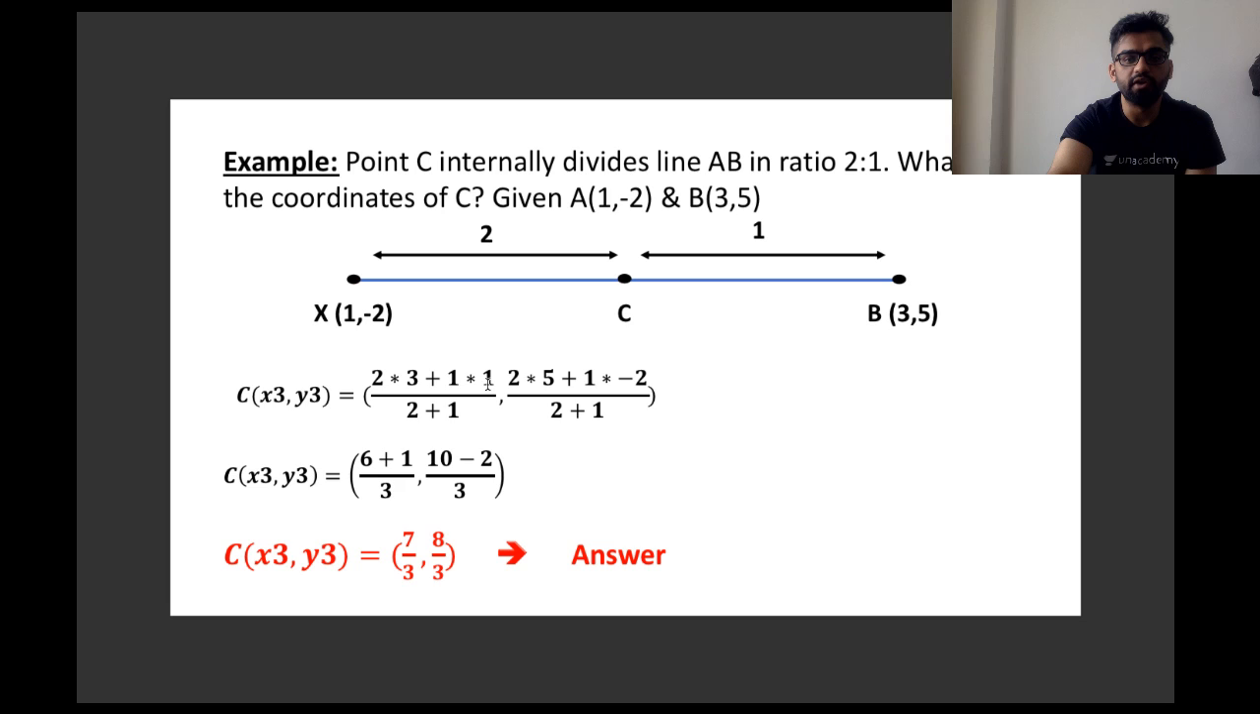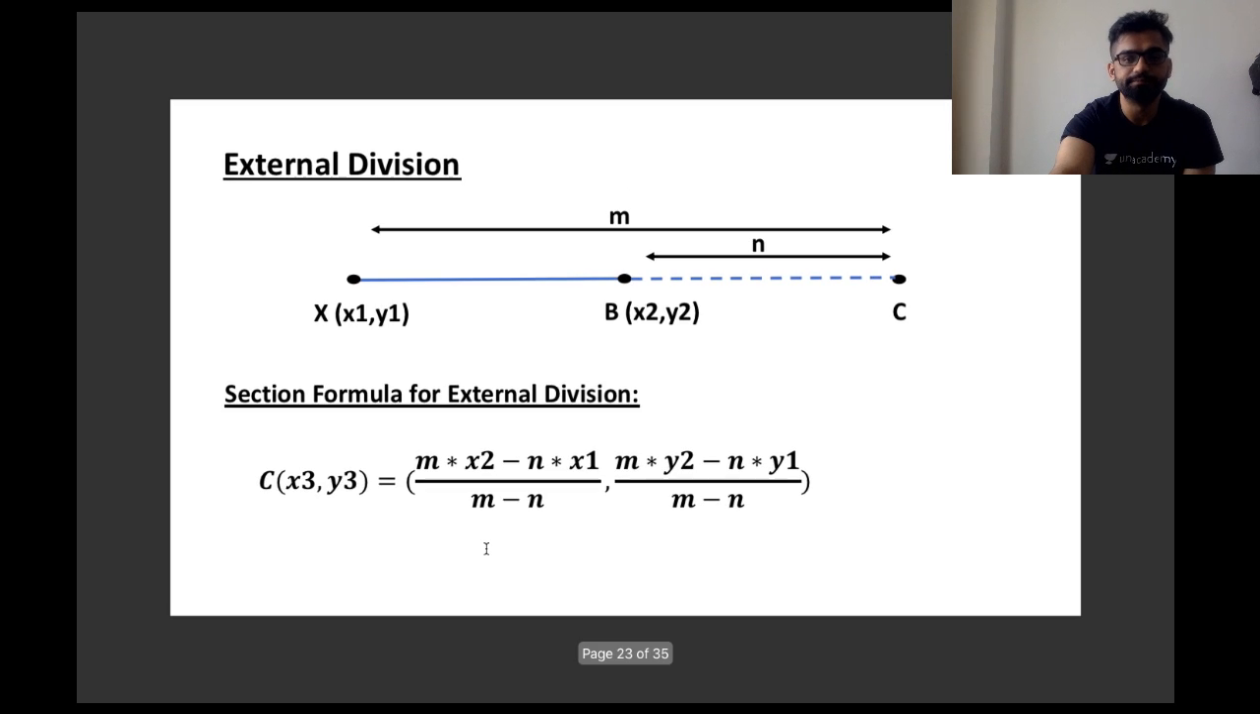So the coordinates of C would be (2 into 3 plus 1 into 1 upon 2 plus 1, comma, 2 into 5 plus 1 into minus 2 upon 2 plus 1). Answer will be (7 by 3, 8 by 3). So this was internal division.